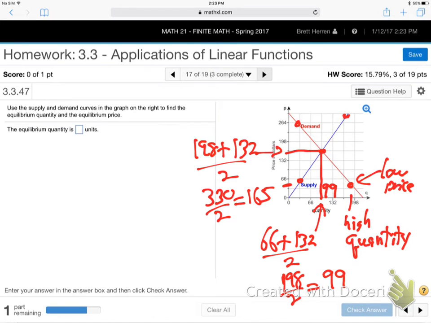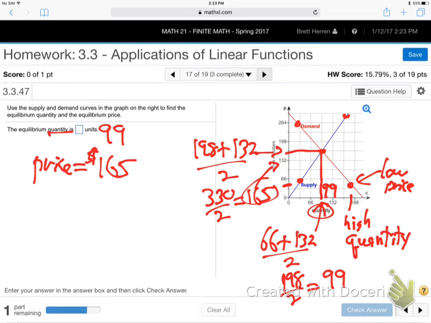So now they want the quantity. What's the quantity? Quantity's here, 99. Next one they'll say, what's the price? And this is the price, because price is the y-axis, $165. So they'll sell 99 items for $165. That's where the supplier and the demander will reach agreement.